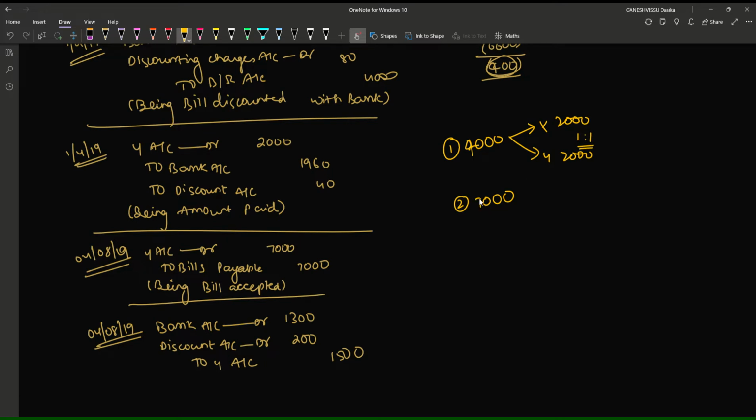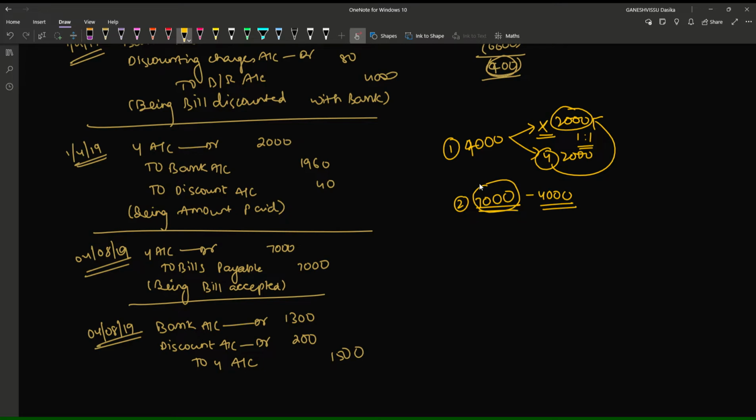And if there is no new ratio maintained by them, we need to distribute the same amount, as X was unable to pay the amount of 2,000 to Y on the due date. On the due date, Y has drawn another bill of exchange for rupees 7,000. Y has drawn a 7,000 bill of exchange on X, from which 4,000 rupees is to be subtracted. Because this second bill is drawn in order to meet the liability of the first bill.